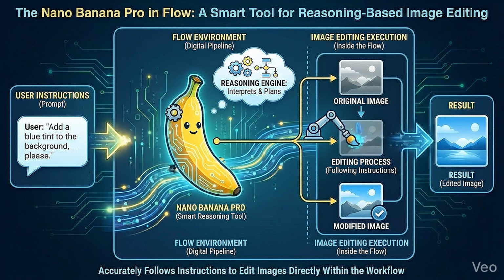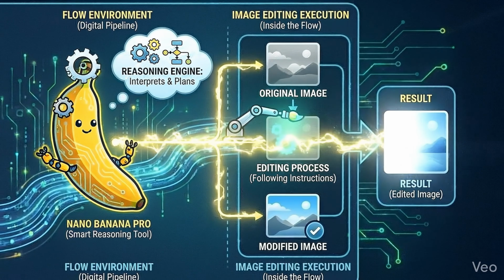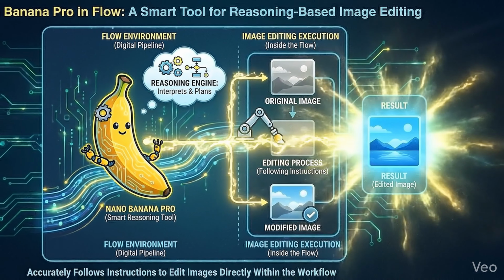The Nano Banana Pro in Google Flow is a smart tool for reasoning. That means it is very good at following instructions inside the flow. So in this very video, we are going to see how we can use Nano Banana Pro inside Flow to make some really precise edits. So with this context set, let's dive into the video and see things in action.